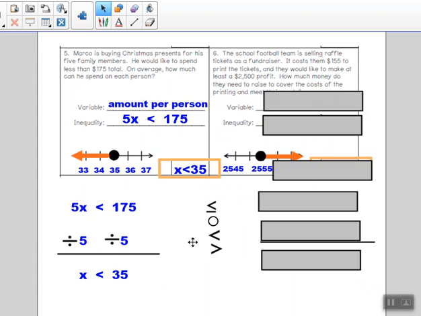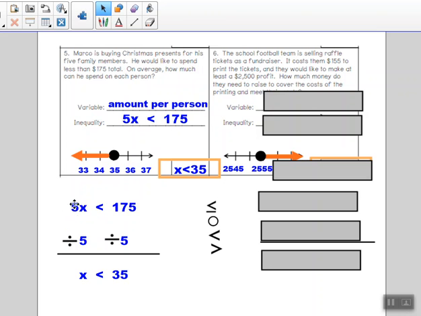All right, in number 5, our variable was how much he wants to spend per person, because he knows that he wants to spend less than 175. So he's spending for 5 people. That's your variable. 5 times how much he's going to spend. He wants that to be less than 175. So that's our inequality.